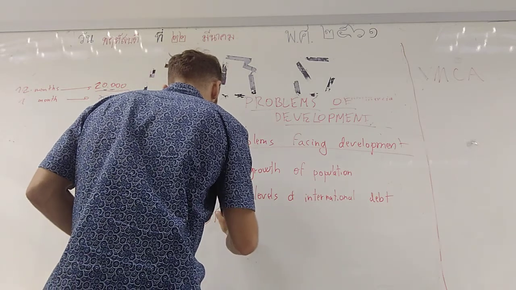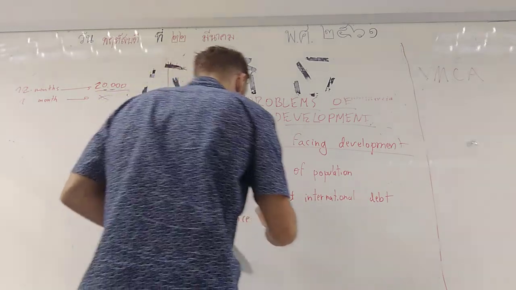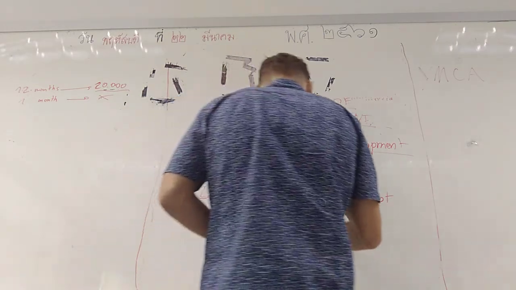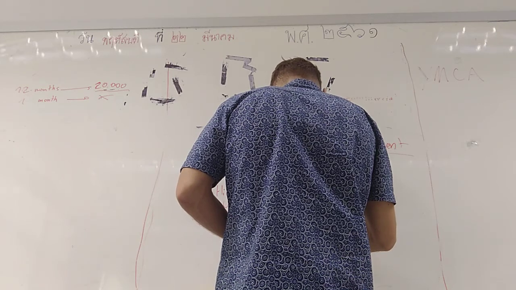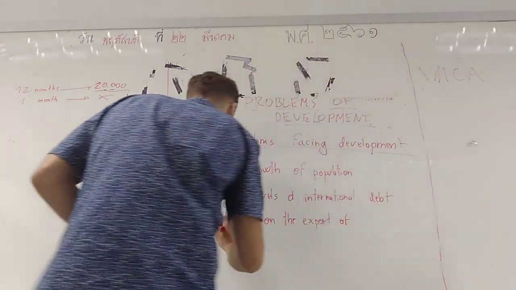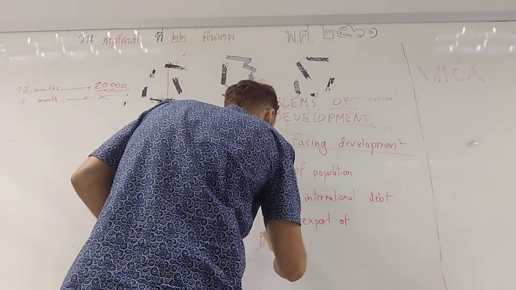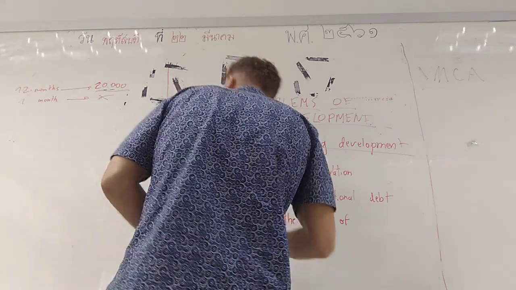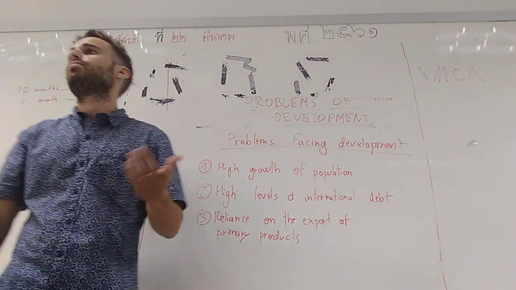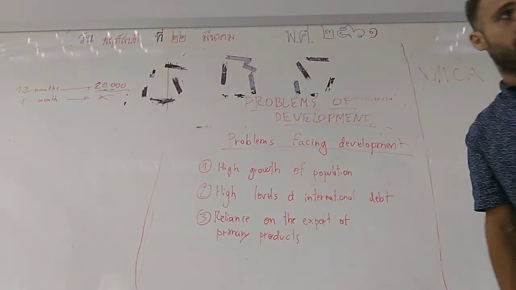First, reliance on the export of primary products. Okay, I can give you a very good example. Spain and Germany. Better example, Morocco and Germany.